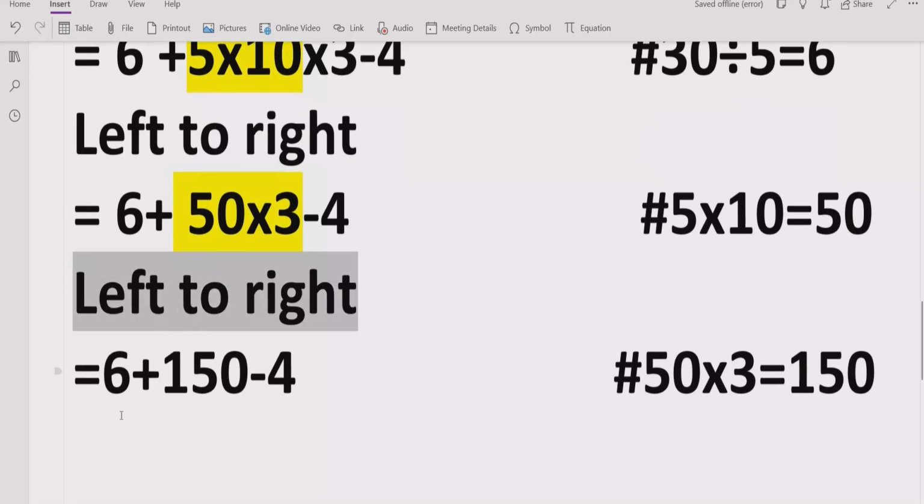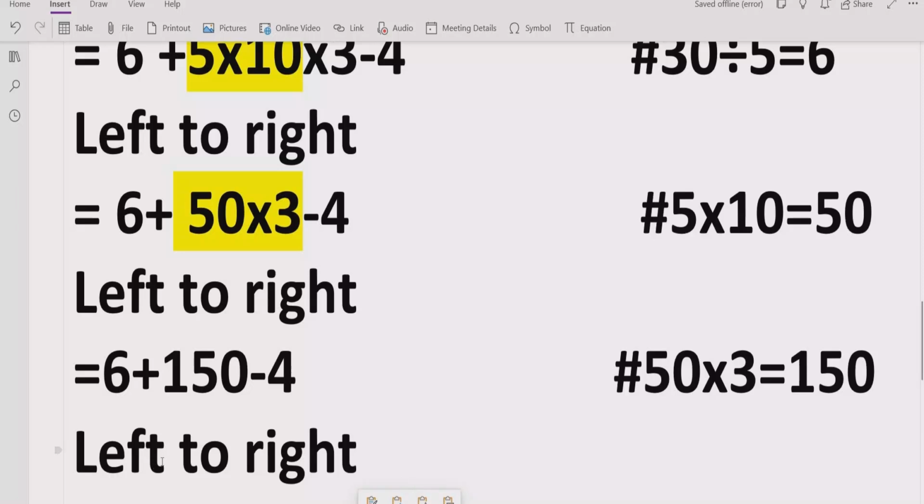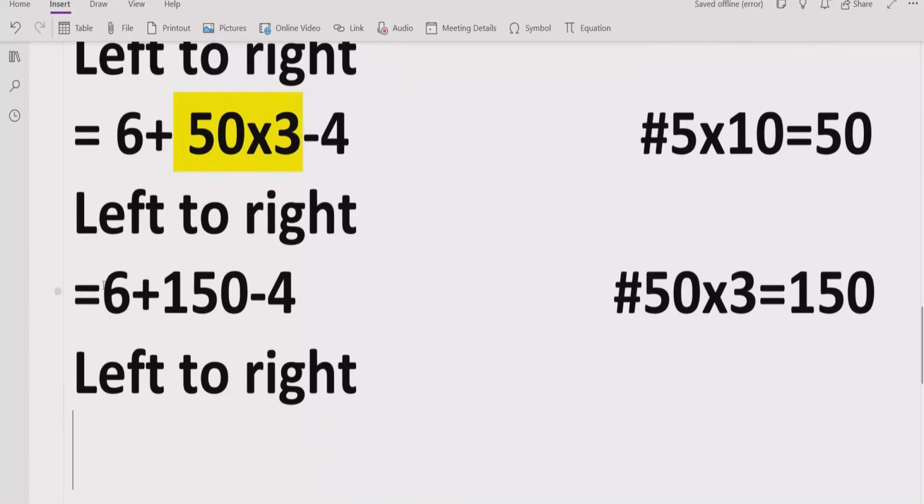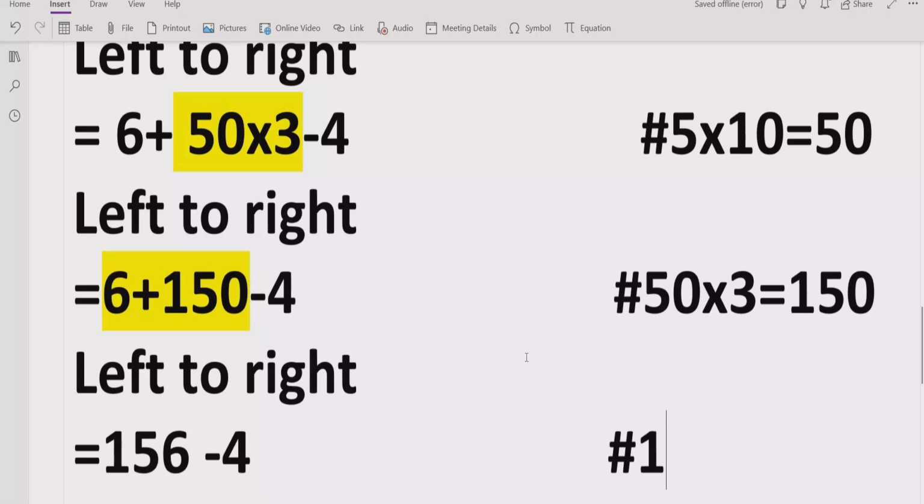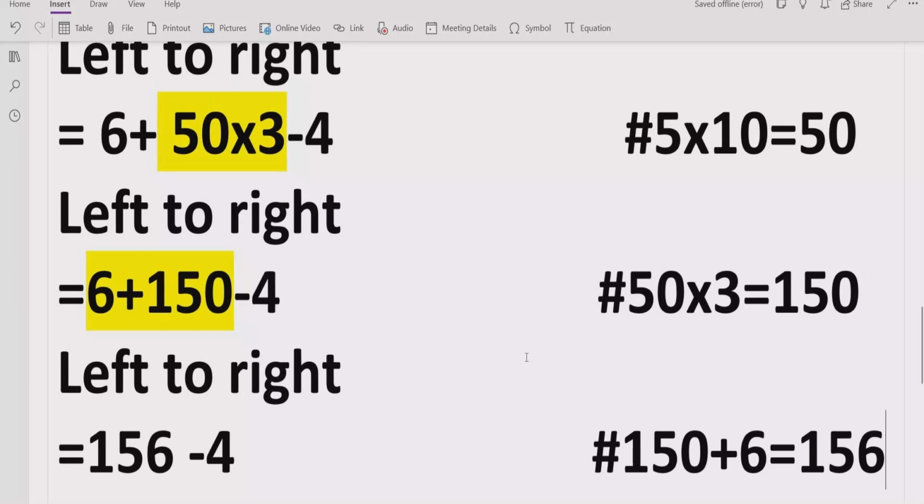Now again we will go left to right and look for division and multiplication, but in our expression we do not have any multiplication or division. So now we will look at addition and subtraction. Yes, we have this addition. We can write 150 plus 6 equals 156, minus 4. Here we give the reference: 150 plus 6 equals 156.